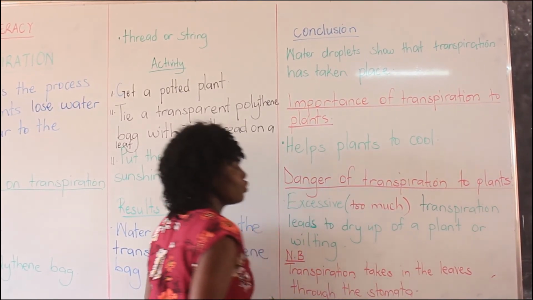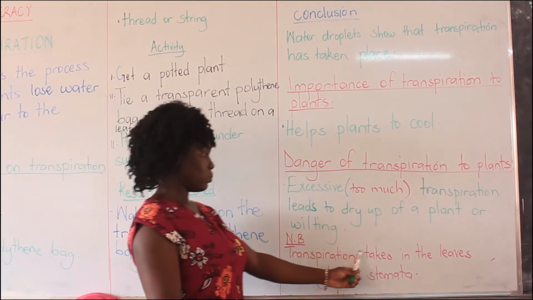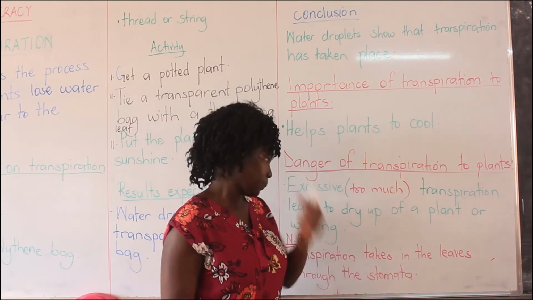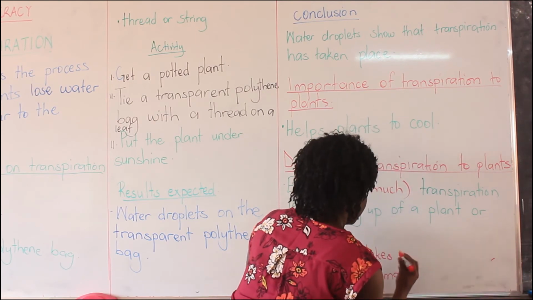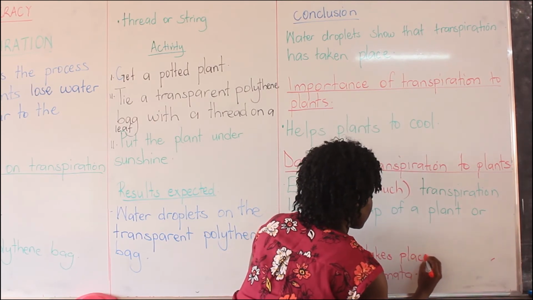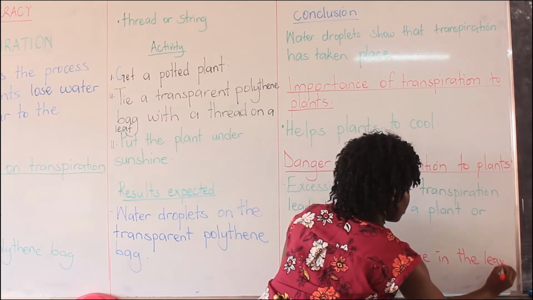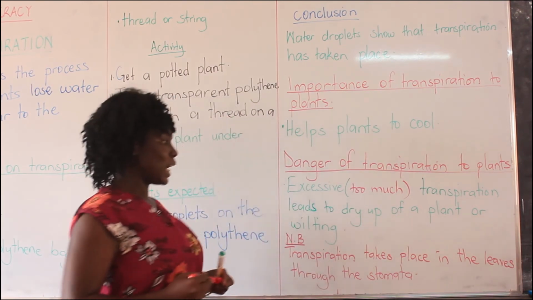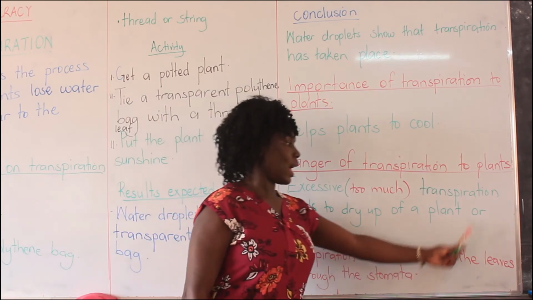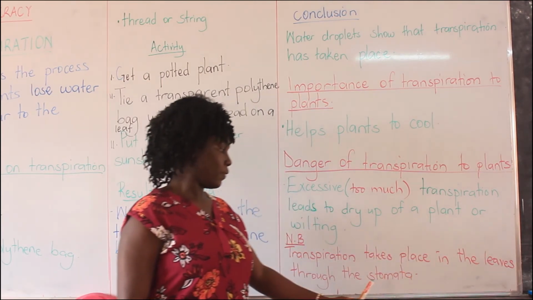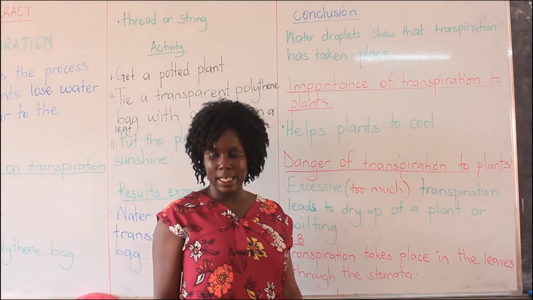If they ask on which part of a plant does transpiration take place, we say transpiration takes place in the leaves. On the leaves is where we find the small holes known as the stomata. Is that one okay, learners?